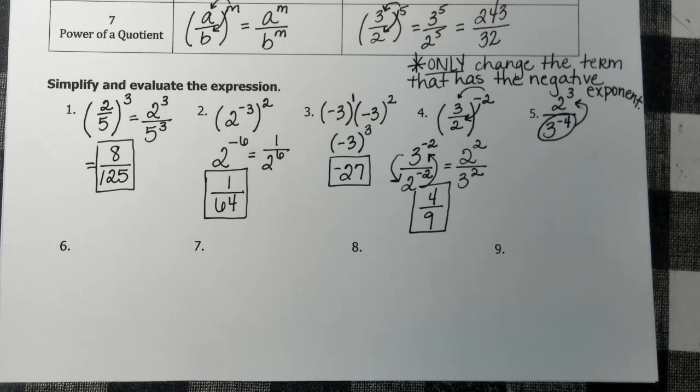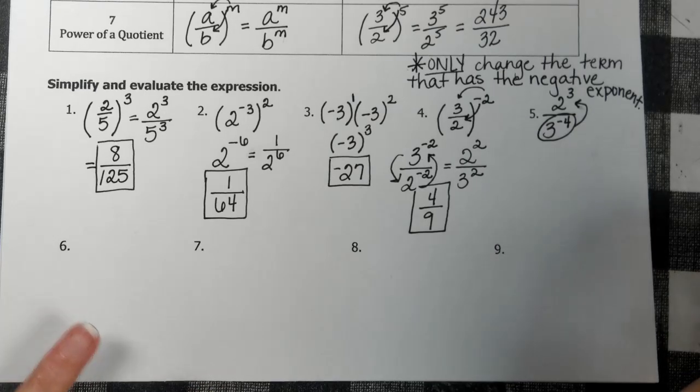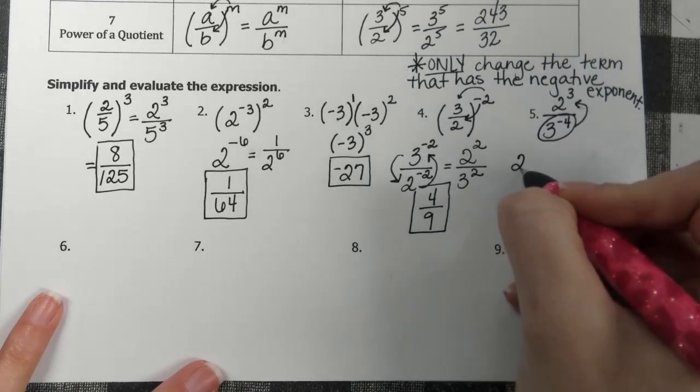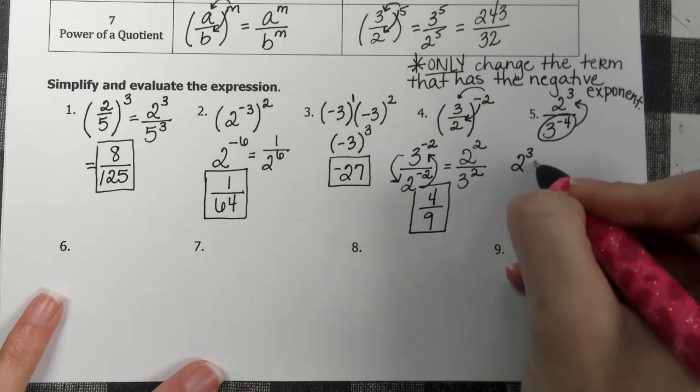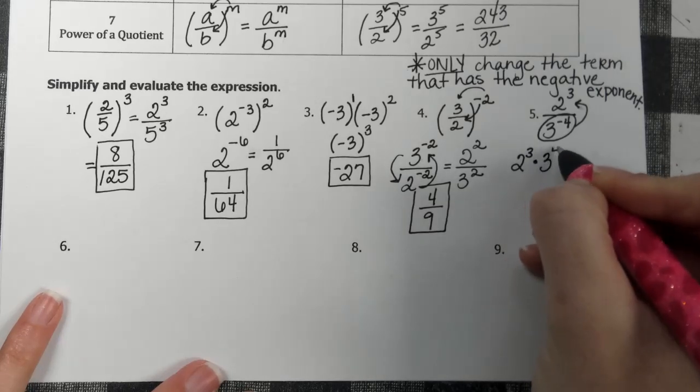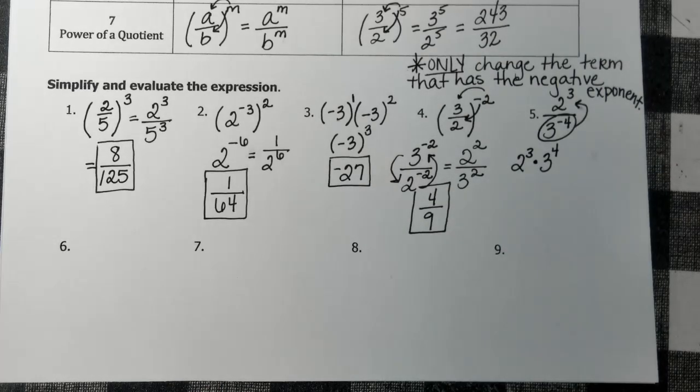Okay, you only change the term that has a negative exponent. A lot of people want to flip the entire fraction just because they see one negative exponent. You're only looking at the base with the negative, okay? So what that does is tell me I have 2 to the third power now times 3 to the positive fourth power.